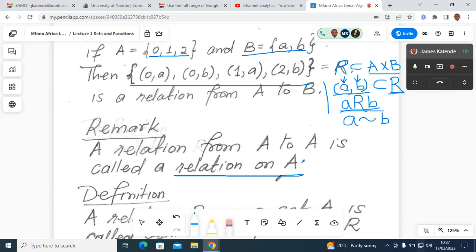So a function we saw is also an example, a special case of a relation. With a relation, the restrictions are relaxed. There are actually no restrictions. You can pick ordered pairs without any restrictions. The function has some restrictions, and we saw that earlier yesterday.